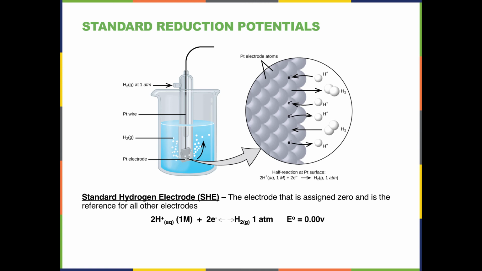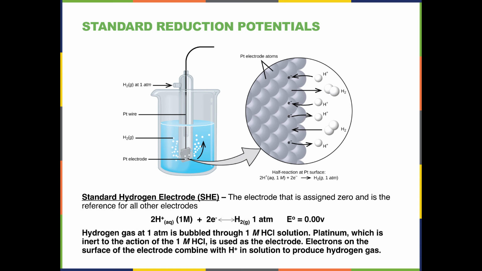And the reaction is as follows. A 1 molar solution of hydrogen ions forms hydrogen gas at 1 atmosphere. So then these standard conditions with this standard electrode, they determine, or they arbitrarily set this as 0 voltage. The potential of this reaction is 0.